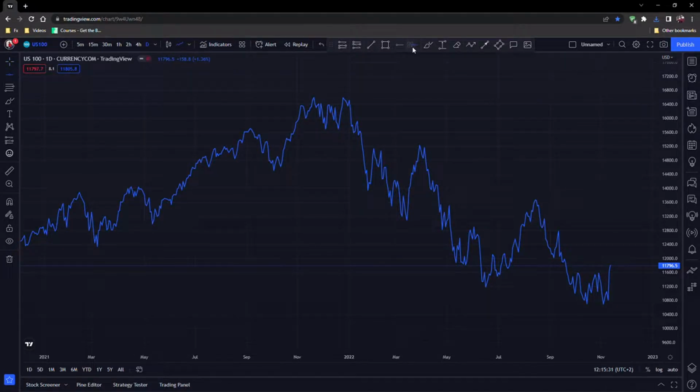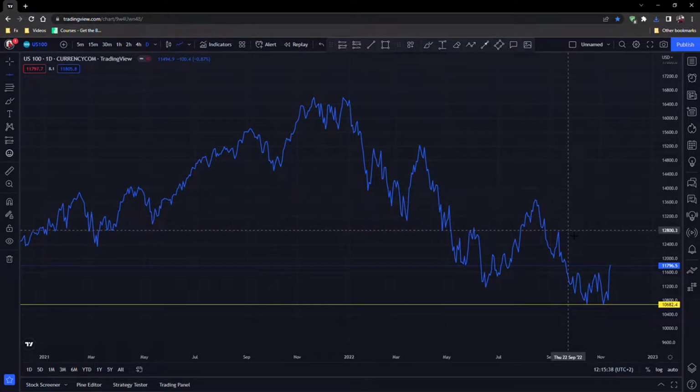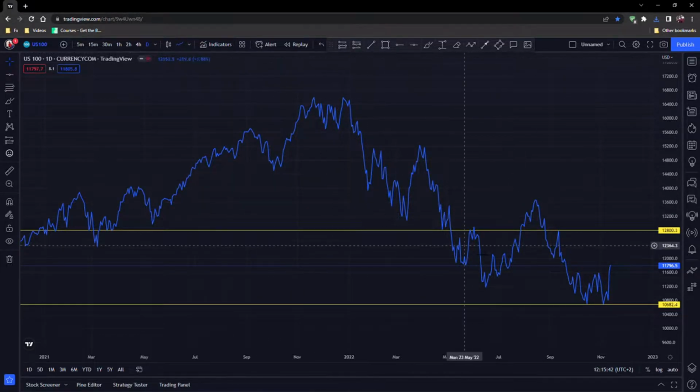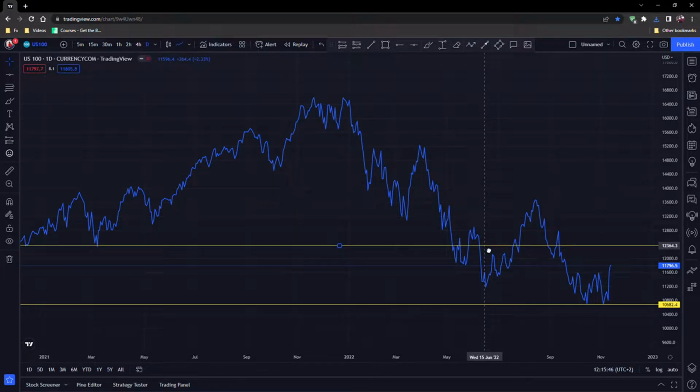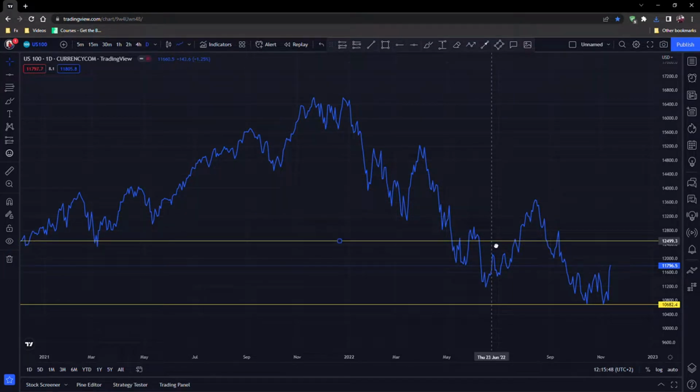Right now we are looking at US100 and we're going to plot our weekly low and our weekly high. These are the areas we expect the market to play around throughout the week, right? Let's take that down to this area right there.